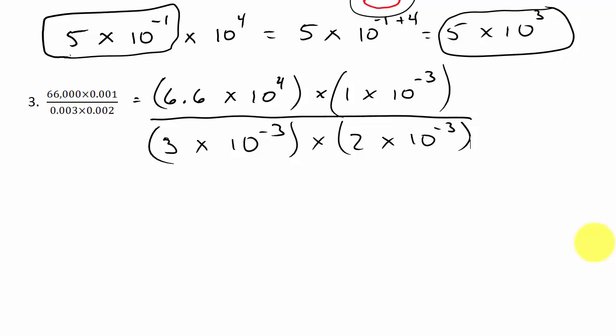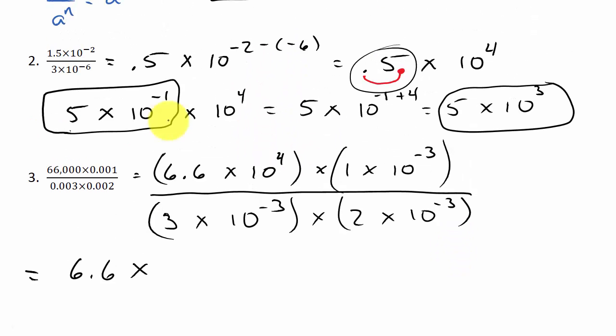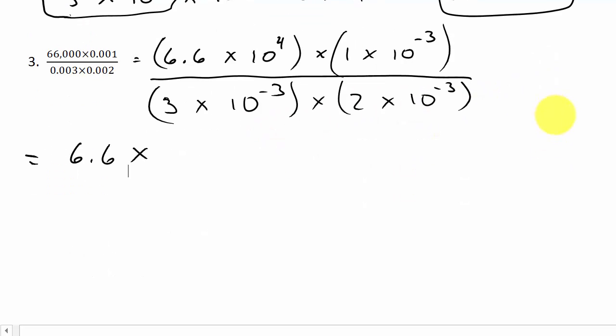There's a couple of ways you could do it. I think the easiest thing, let's just go ahead and multiply across the top and multiply across the bottom, and then see what happens. So let's multiply these. So I have 6.6 times 1 is 6.6 times, and then just like what we did here when we multiplied the tens, that's 10 to the 4th times 10 to the -3. So that would be times 10 to the 4 plus -3.